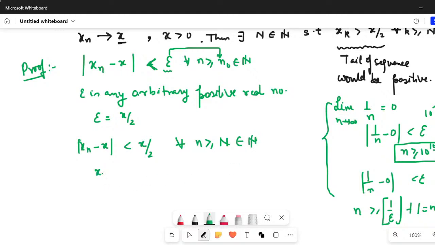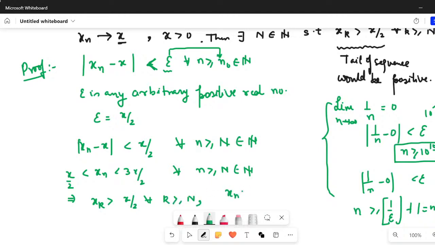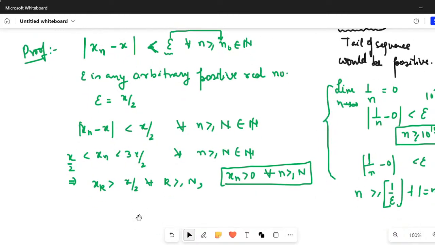Now what does it imply? It implies that xn would lie between x by 2 and 3x by 2 for all n greater than equal to N, where N belongs to natural numbers. It implies xk will be greater than x by 2 for all k greater than equal to N, or in other words, xn would be greater than 0 for all n greater than equal to capital N. So the tail of the sequence would be positive. I hope it is clear. If somebody is listening to the lecture, please let me know. Otherwise, I'll proceed. I don't know, somebody is not there. Okay, no issues. So I hope this is clear.